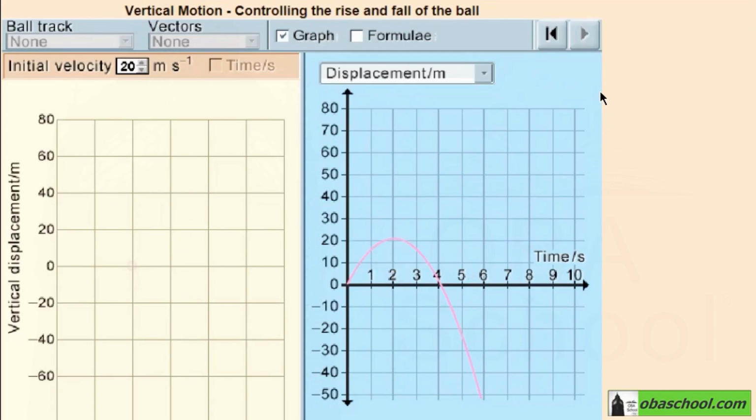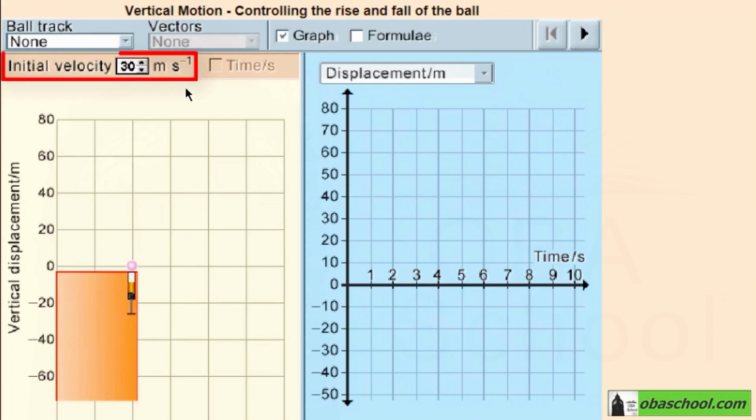Now let's click Reset to reset the screen, and we're going to use the initial velocity control to increase the speed at which the ball is thrown upwards. Let's increase it by 10 meters per second to reach 30 meters per second. So the initial velocity is set at 30 meters per second now. Let's click play.